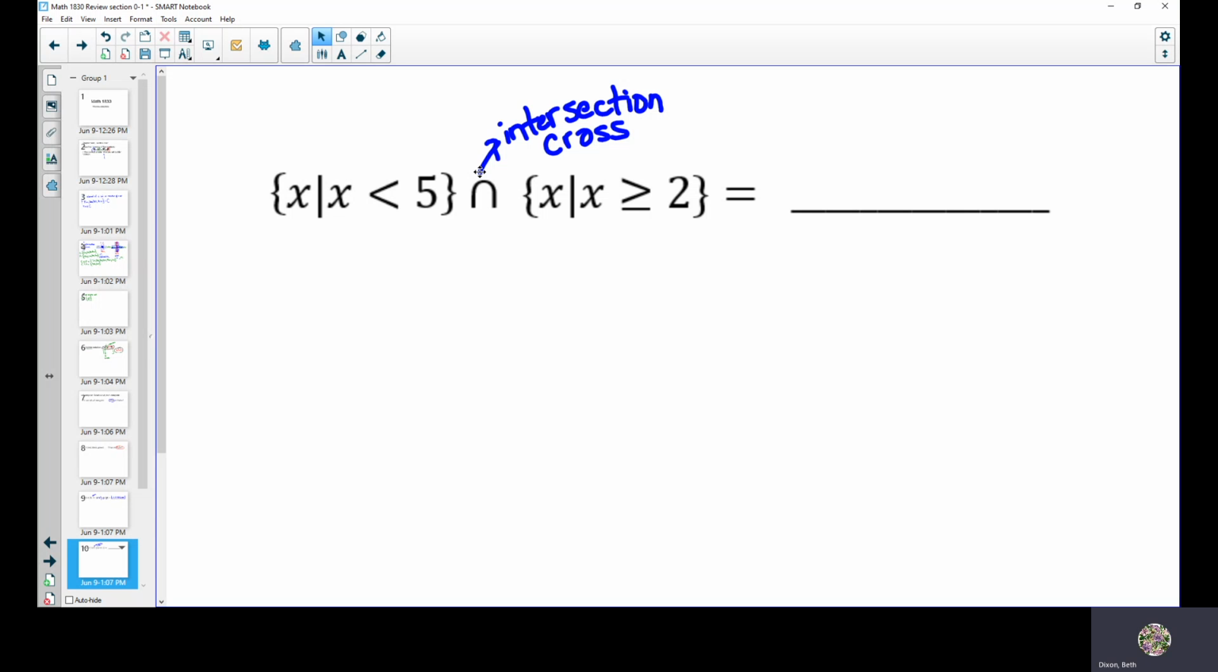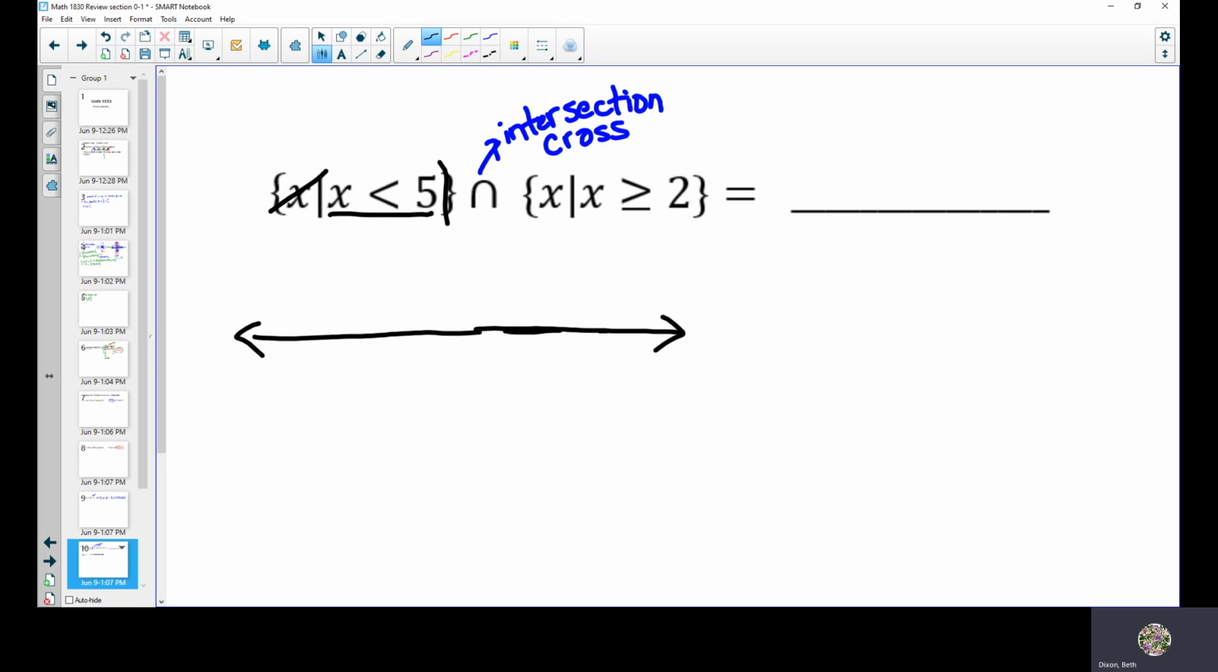And in this case, I would never do this in my head. I would do this with a graph. Again, the set builder notation just says the set of all x's such that x is less than 5. So ignoring all of this, I'm looking at this statement right here, and I'm going to draw a number line. Okay. So I'm going to draw a number line. I'm dealing with the number 5 over here. I'm dealing with the number 2.